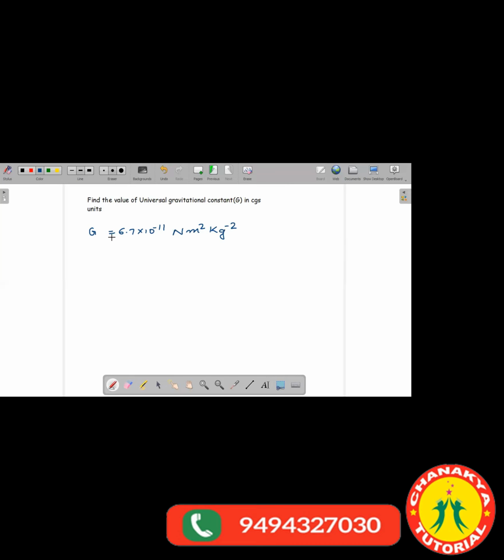Now I want you to find out this value in another unit, in the CGS system of units. If we use the CGS system, what will this value be equivalent to? You have to use the same method, n1 u1 equals n2 u2. The same thing will go, there is only one change. First of all, find out for 1 Newton meter square kilogram minus 2, and then multiply by this number, you'll get the answer.